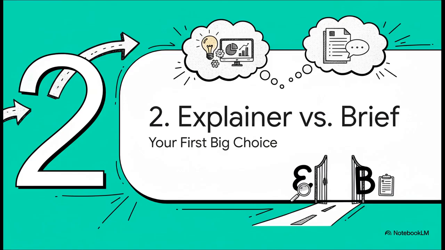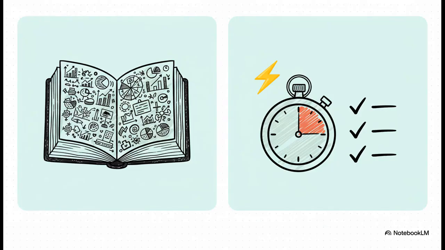All right, moving on. Now you've got to make your first big choice, and it's a pretty important one, picking the right format for whatever it is you're trying to say. You've basically got two main paths to go down here. And here's the breakdown: explainer versus brief.